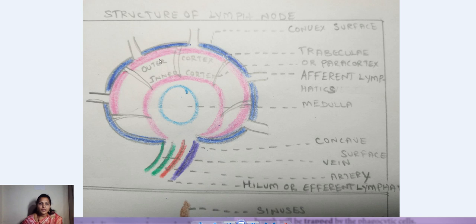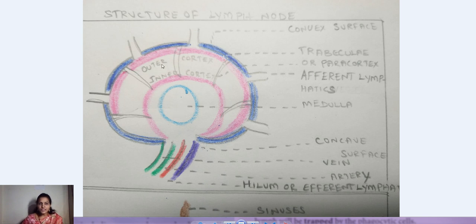Now, this lymph node is divided into two regions. This is the outer cortex and here is the inner medulla. So the lymph node is divided into two regions: the outer region we call the cortex and the inner region we call the medulla, right?